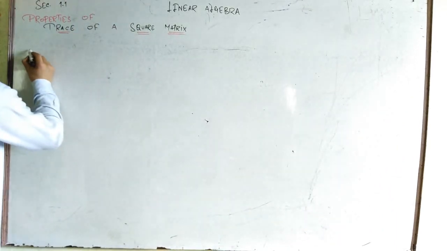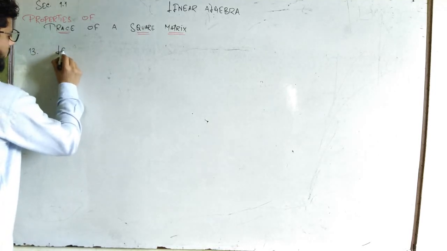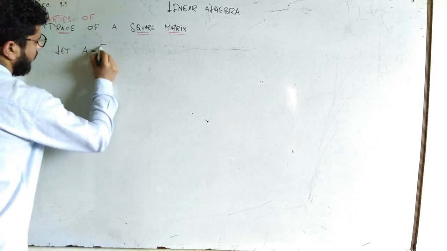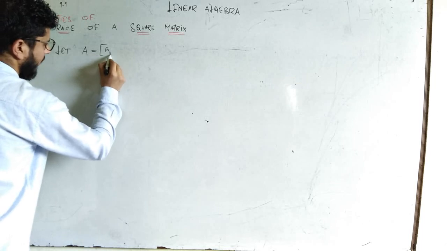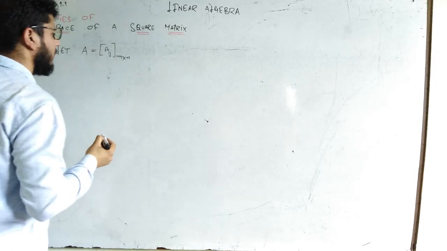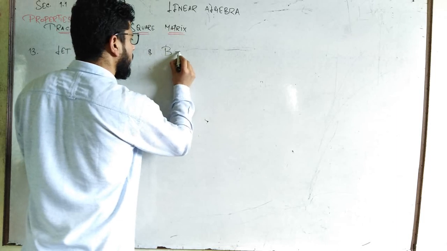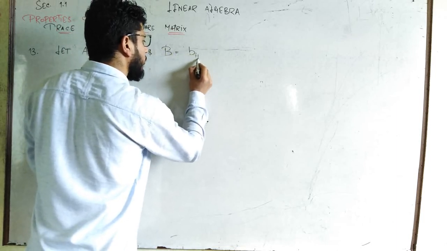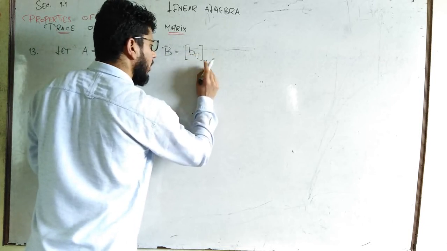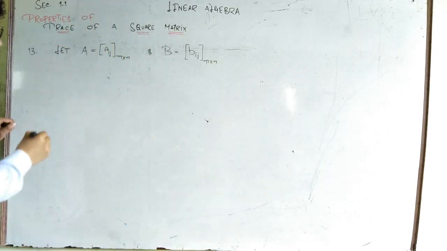So property number 13 is that: let A be equal to A sub ij, the order of this is m by n, okay, and B to be B sub ij, and the order of this is again m by n.